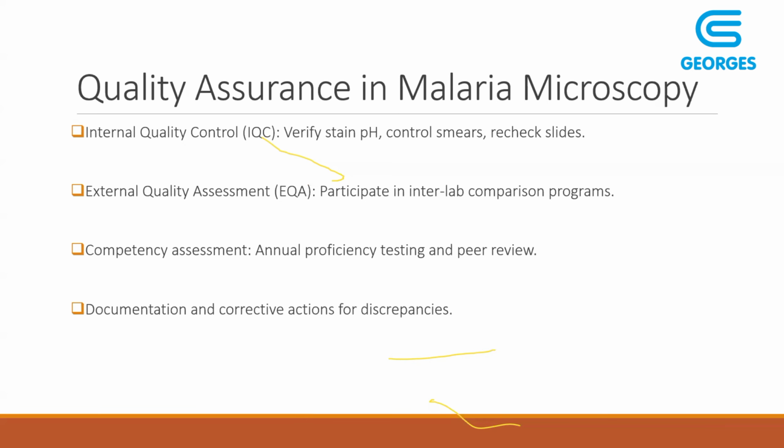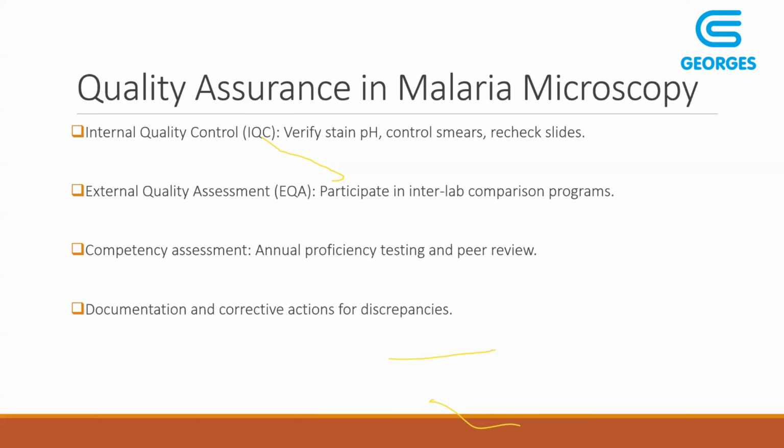What are some of the quality assurance that we do in malaria microscopy? So you can use internal quality controls. For example, verifying the pH of the stain. Remember for Giemsa, the recommended pH that gives good contrast is a pH of 7.2. You can use control smears, that is positive and negative control smears while you are doing your patient smears.